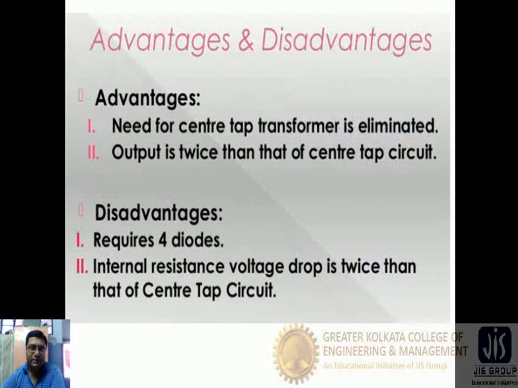Now the advantages and disadvantages. Advantages: the need for a center tap transformer is eliminated, and the output is twice that of the center tap circuit. Disadvantages: there are four diodes, and the internal resistance voltage drop is twice that of a center tap transformer circuit.